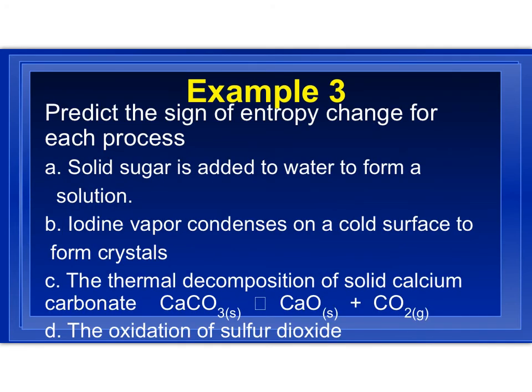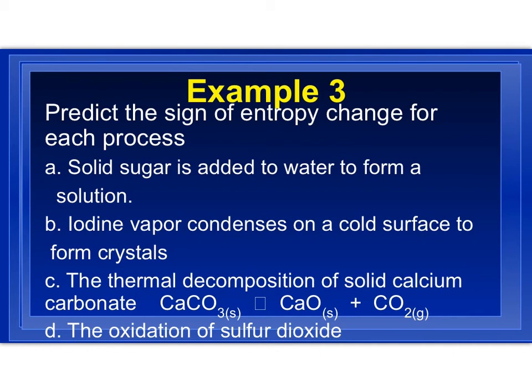And in our last set of examples, this time we are actually predicting the sign of entropy. If entropy increases, the sign for delta S will be positive. If the entropy decreases, the sign for delta S would be negative. So for part A, solid sugar is added to water to form a solution. Solid sugar had a lot of order. As it moves into the water, it will have more randomness, so there will be an increase in entropy, so that is a positive delta S.